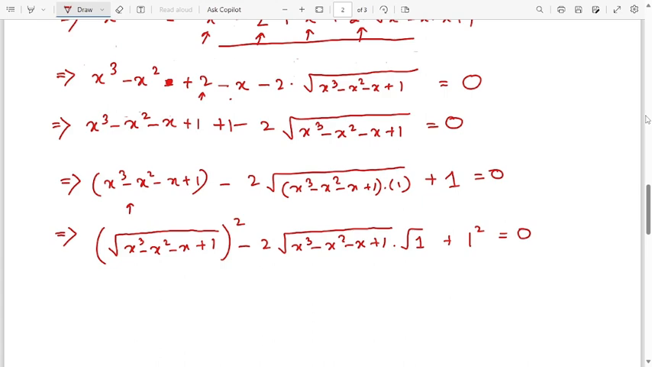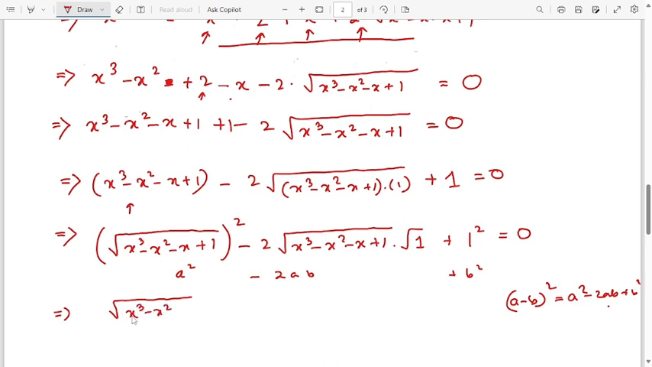So we have a square, this is minus 2ab, and this is b square. What do you mean by this? We know that a minus b whole square is equal to a square minus 2ab plus b square. So that means we can write this one as square root of x cube minus x square minus x plus 1 minus 1, then whole square, which becomes 0.